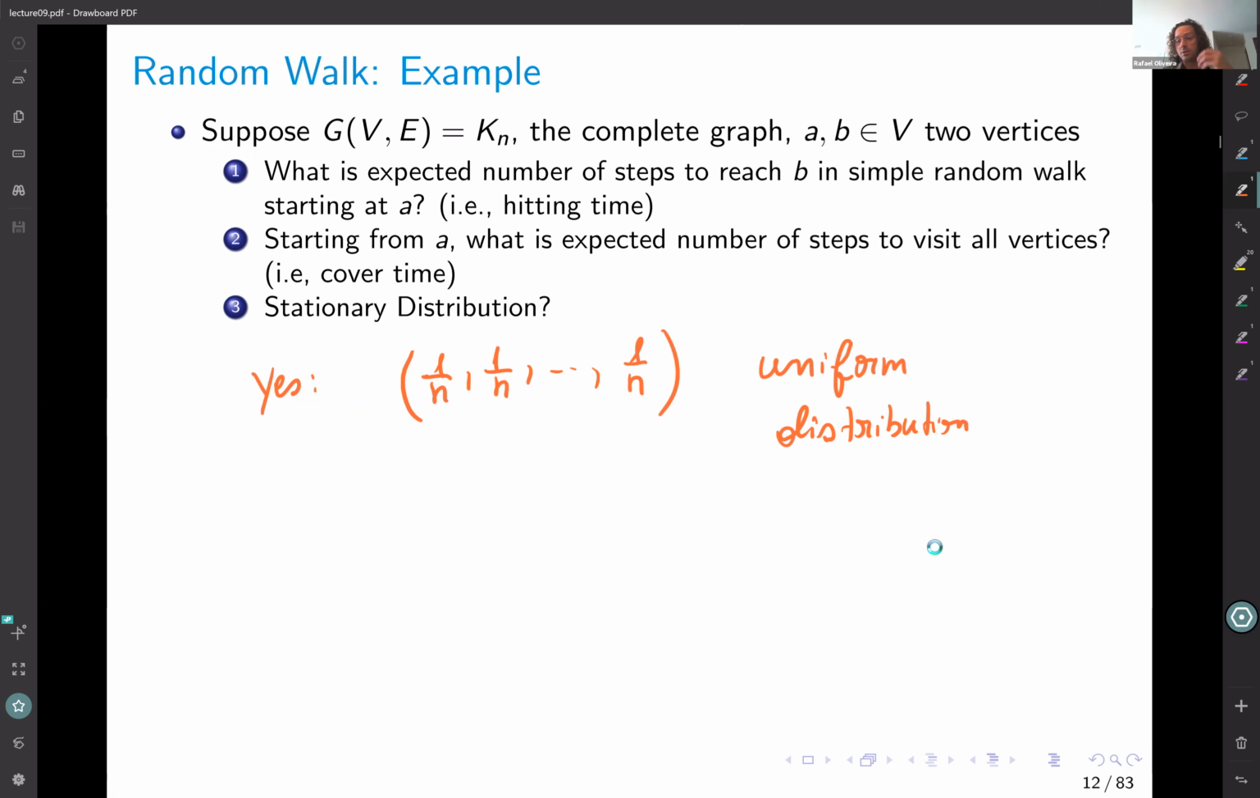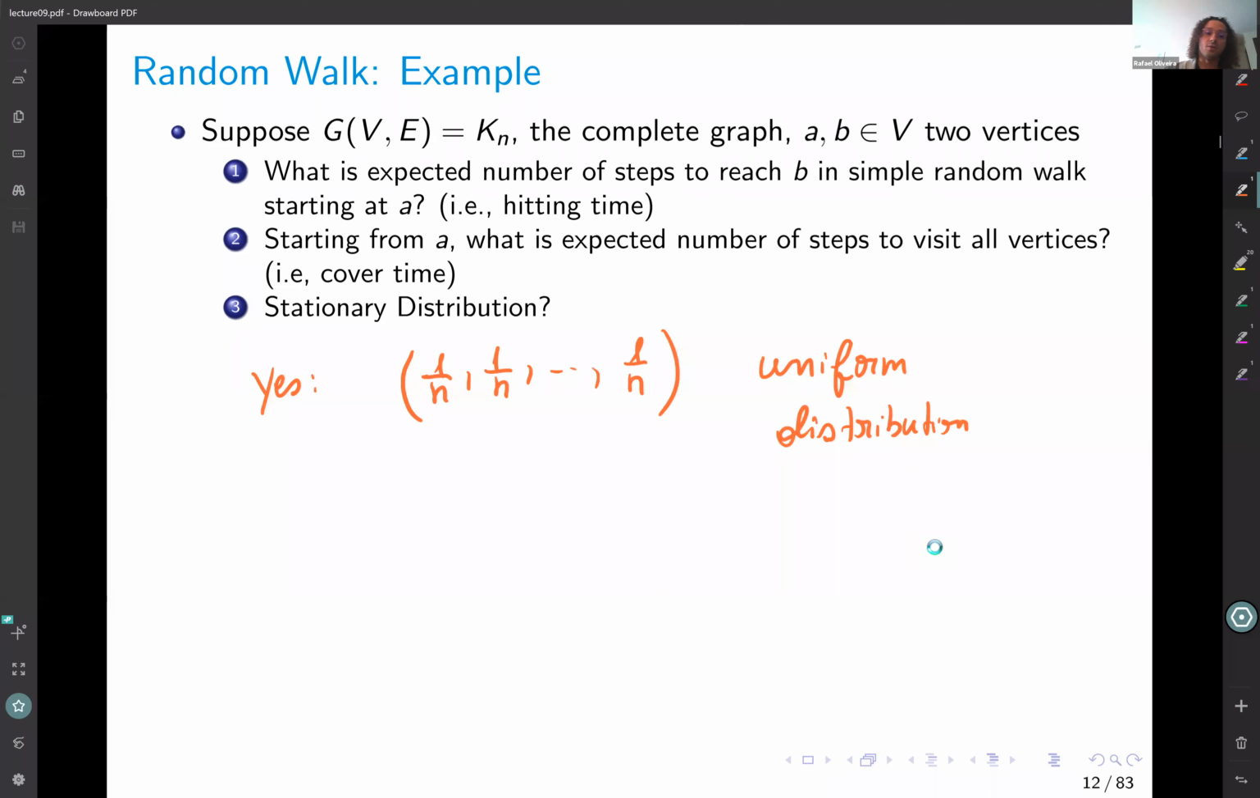Right? Because once you go from point A, from vertex A, you are almost uniform. And then as you keep going, you will tend to this uniform distribution. We're going to prove today that this happens. And you can see that this is a stationary distribution.